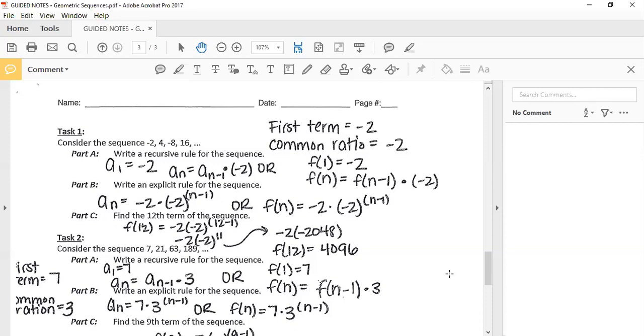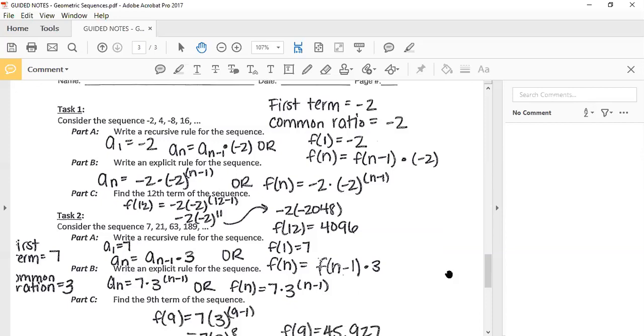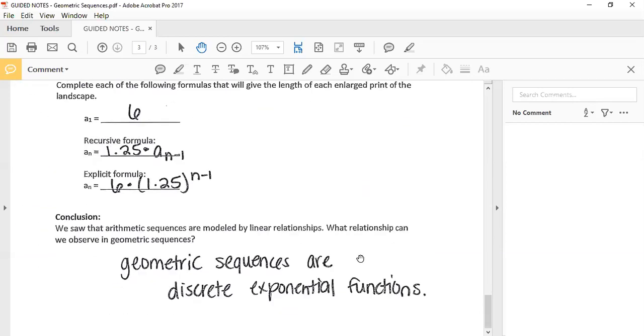All right, so that's geometric sequences, guys. Geometric sequences are just like exponential functions. Okay, I think I actually wrote that song. Oh, there it is. Geometric sequences are exponential functions. There it is. Okay, so that's it.